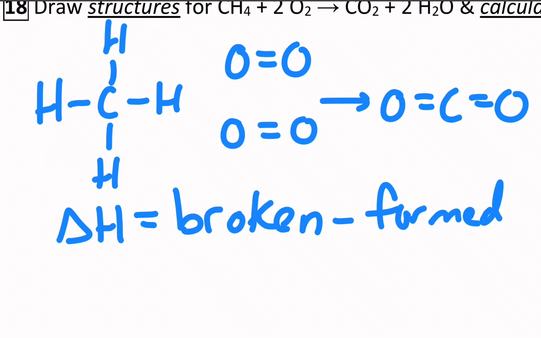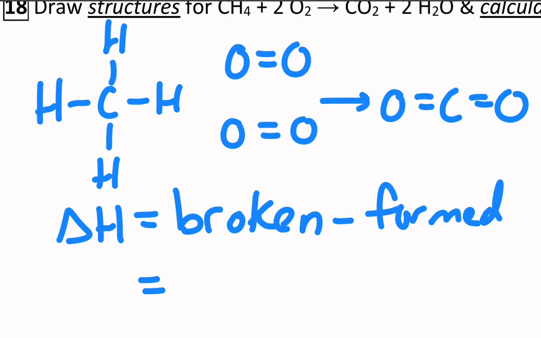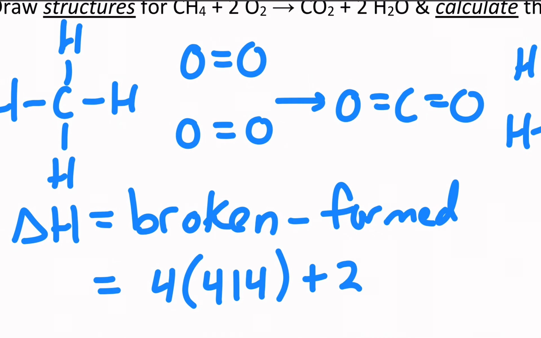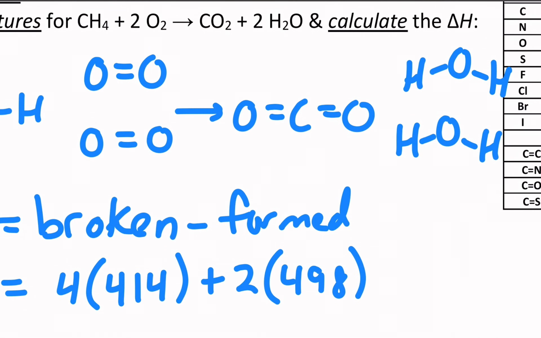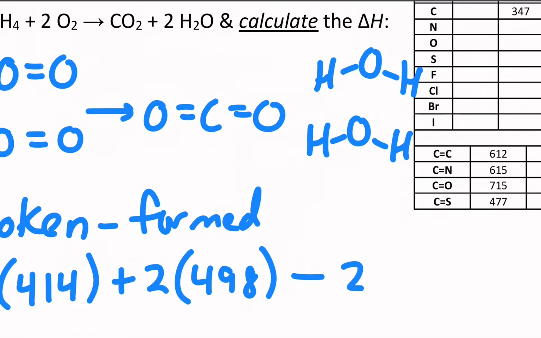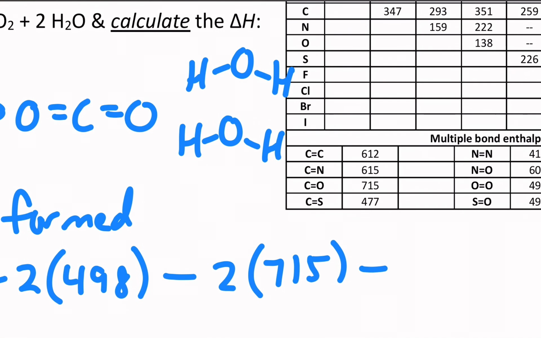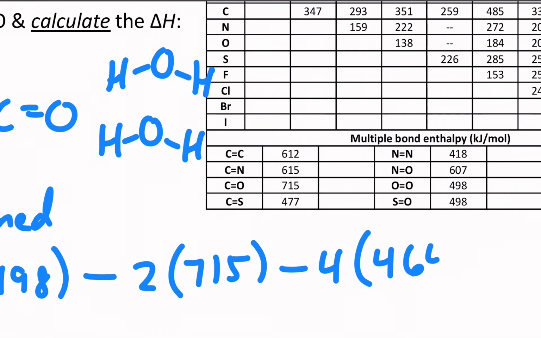So if I think about what bonds are broken, that just means I need to consider breaking every single thing in the reactants. Well, we broke 4 CH bonds, and those were 414 each, if I use the table that's off to the right. We also broke 2 oxygen-oxygen double bonds. Those are a bit stronger, 498 kilojoules per mole each. And then we formed 2 carbon-oxygen double bonds, which are 715 kilojoules per mole of bond each. And we formed 4 OH bonds at 464 each.